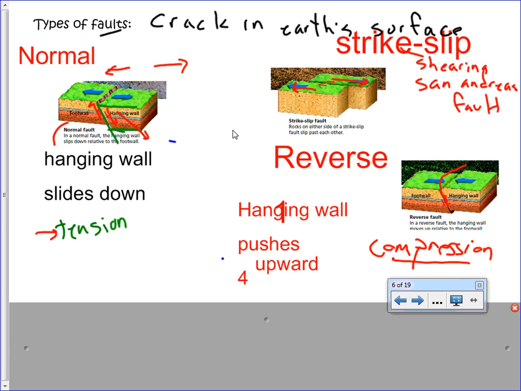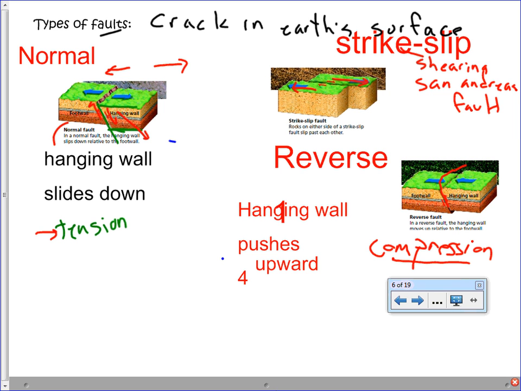Knowing the three stresses is more important than the three faults. But to show you a little bit better example, let me grab my little earthquake demonstrating things.